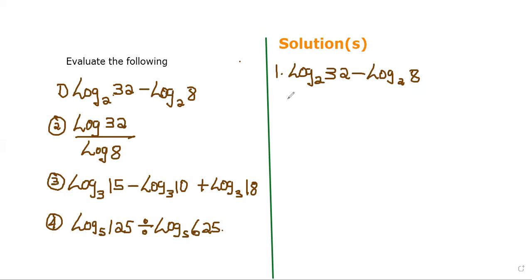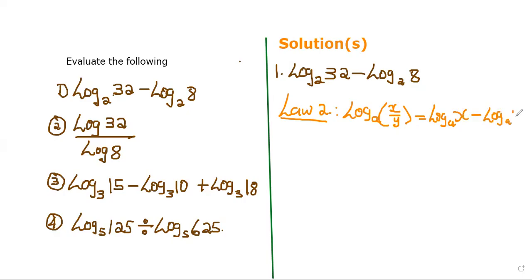Here we're going to apply law number 2 according to the laws of logarithms. That says that the log of a to x over y equals log of ax minus log of ay. So this is law number 2 according to the laws of logarithms.